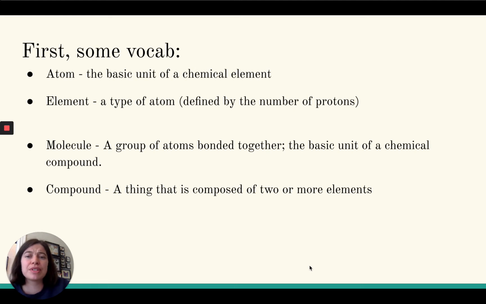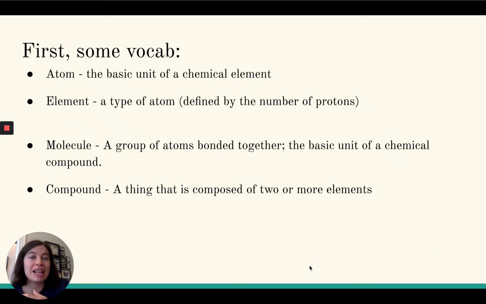So first off, some vocab. We have individual atoms. Those are the things that you've been drawing in our work so far. Atoms are the most basic unit of a chemical element. Then we have elements. Elements are types of atom. They're defined by the number of protons that they have. So if you have an atom and that atom has one proton, by definition, that is a hydrogen atom. Any atom with one proton is hydrogen.